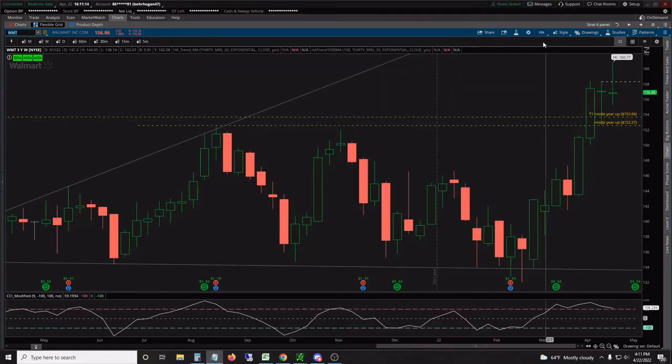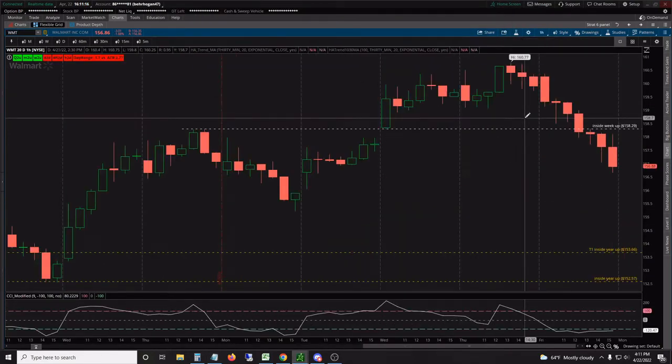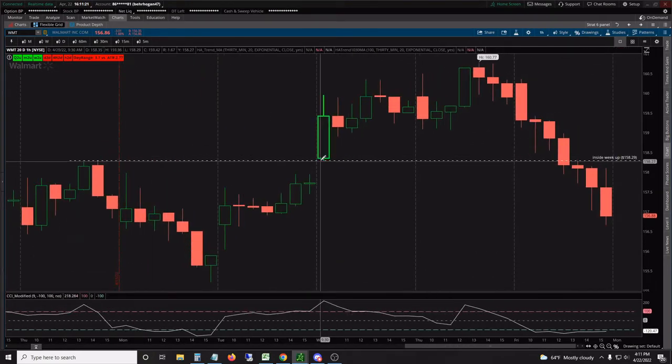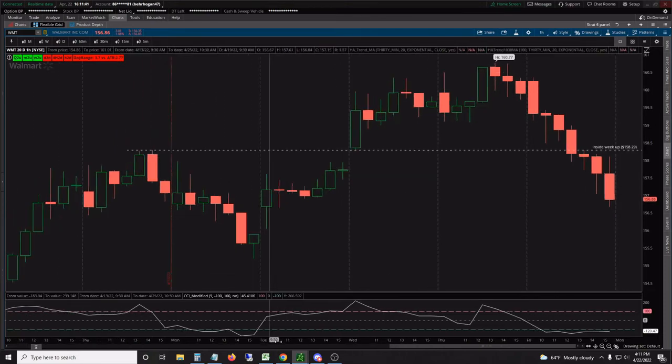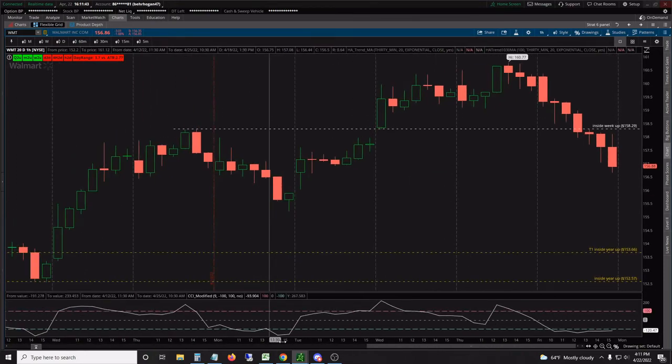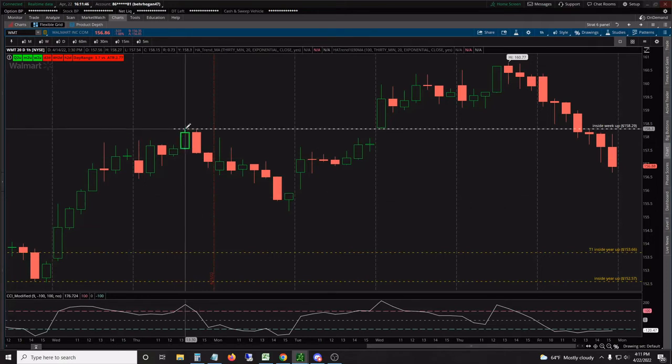What you could have done here is come down to, let's say, the 60-minute and go back to Monday. You see we broke it right here. You could have set a stop. We had an inside candle followed by another inside candle followed by two up followed by inside. You could have put your stop right here. The first two down that you have, which would have been right here, you could have done that. You could have done a broadening formation on a shorter time frame.